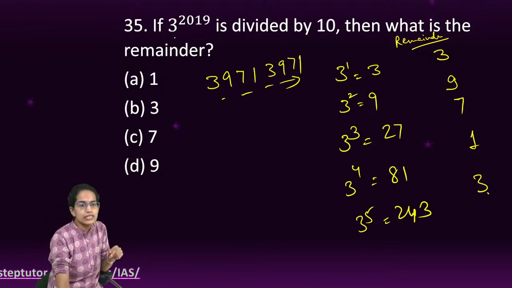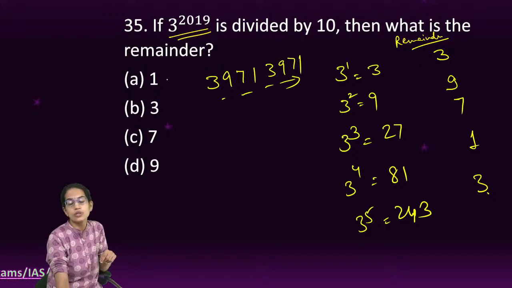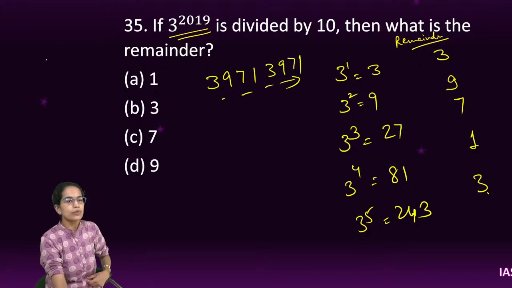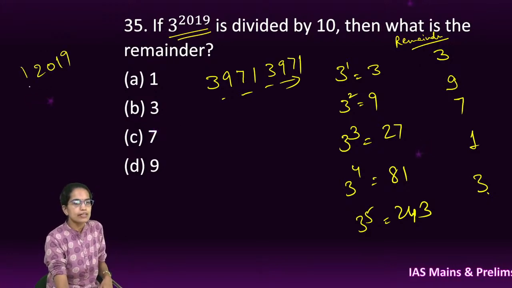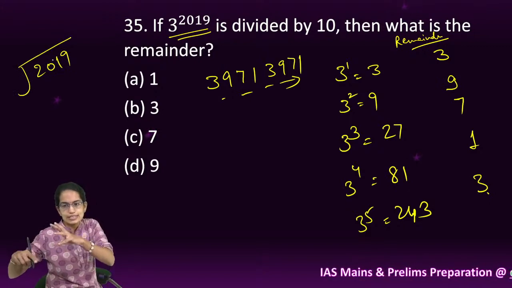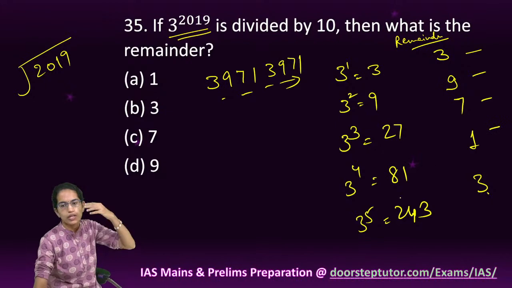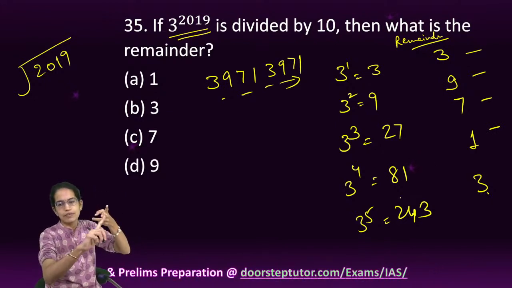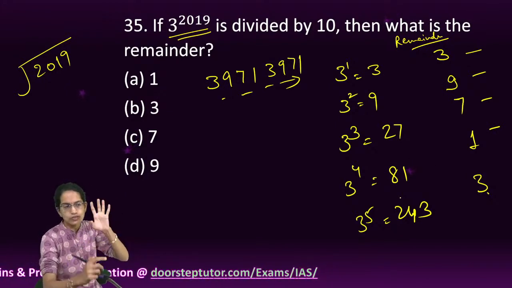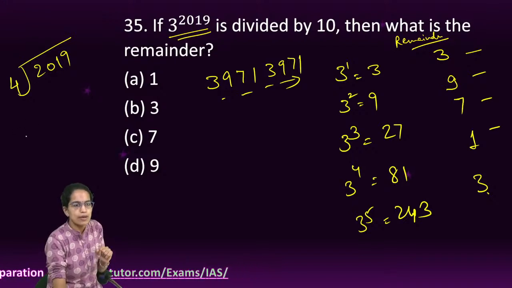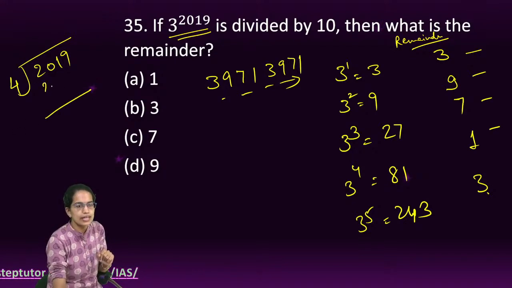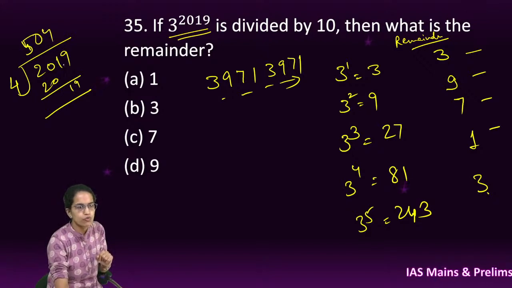Now the question says 3 raised to power 2091. So how do I do this? 2091 divided by how many? What is the cyclicity? 4. You have 1, 2, 3 and 4. Now I divide this by 4. What is the remainder I get? 4 goes 522 times, and you would have 3 as the remainder.